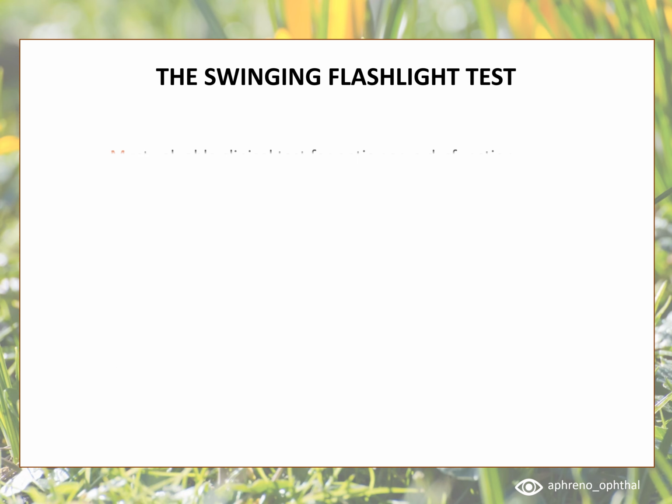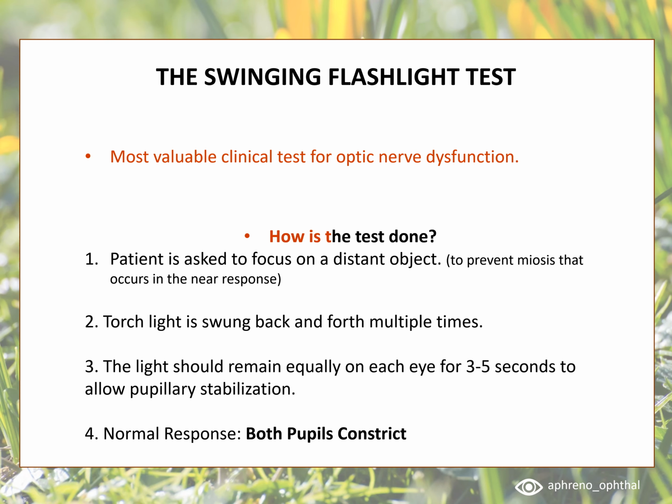Coming to the swinging flashlight test. This is the most valuable clinical test for optic nerve dysfunction. How is the test done? The patient is asked to focus on a distant object. This is done to prevent the miosis that occurs in the near response.